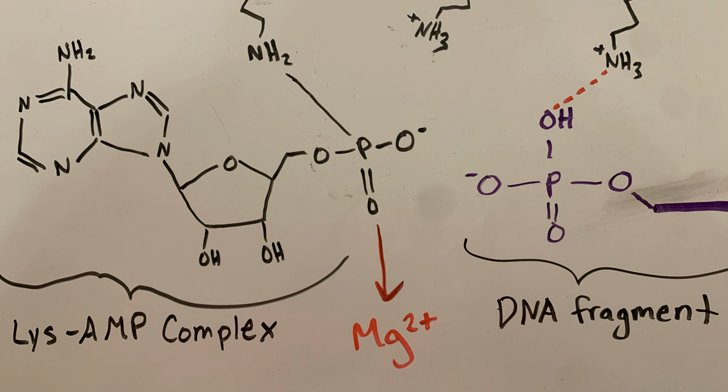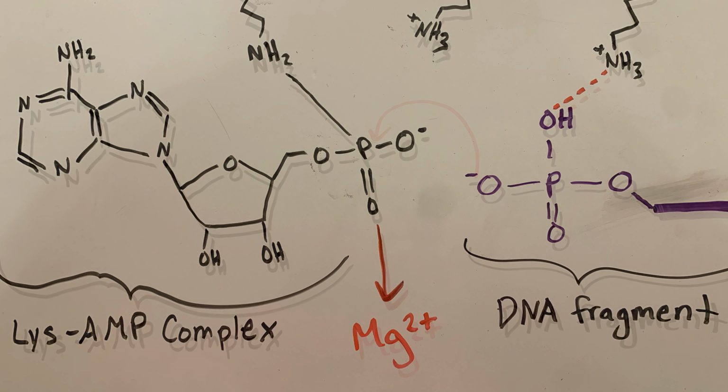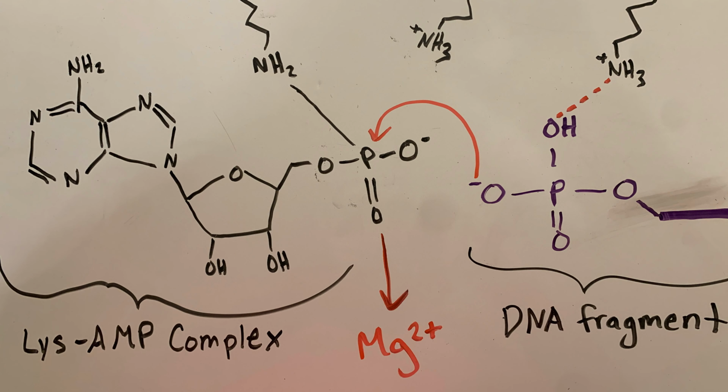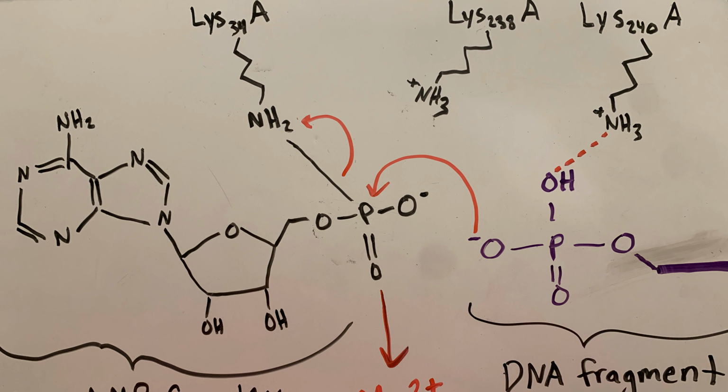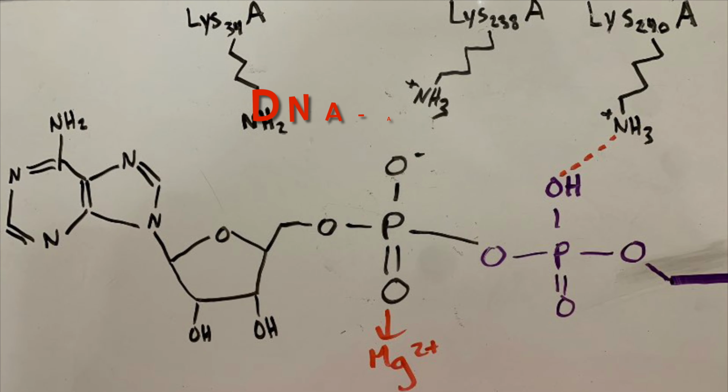It is important to note that in the meantime, magnesium and the other two lysine residues are still working hard to electrostatically stabilize the oxygen atoms. Now, the oxygen on the first DNA fragment with the phosphate group acts as a nucleophile and attacks the AMP ligase intermediate phosphate group. Because this is also a substitution reaction, the lysine 34 is removed, and the new intermediate is a DNA AMP intermediate.